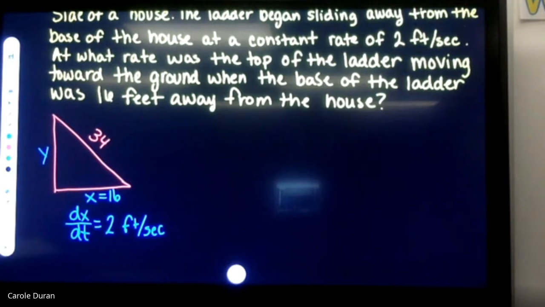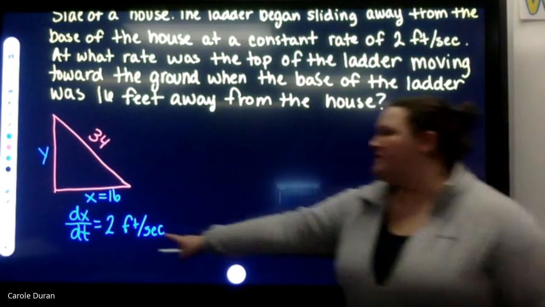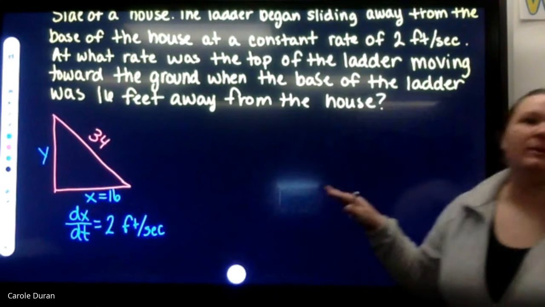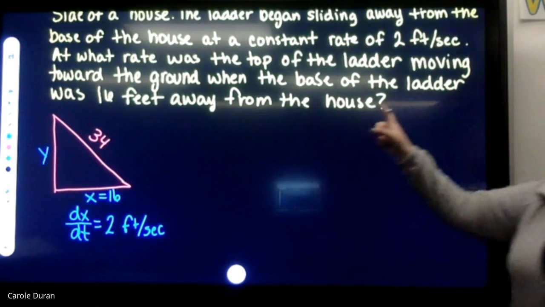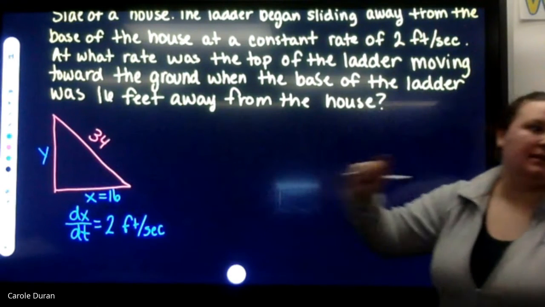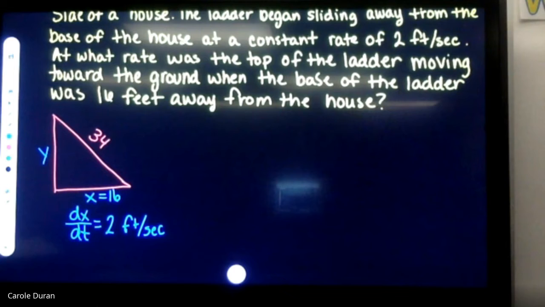Even if we move towards it, we're just on Earth and it's still moving in the direction. Yes, but the distance from the house would be decreasing, which is why my rate would be negative. Right now, my distance from the house is increasing because it's sliding away, which is why my rate is positive. Why is X just a fixed value then, since it's sliding away and X should technically be getting longer? Yeah, which is why it's increasing. But I know that at a specific point, it's 16 feet away, which is why X is a constant. Okay. Any other questions? Are we okay with the information we filled in?